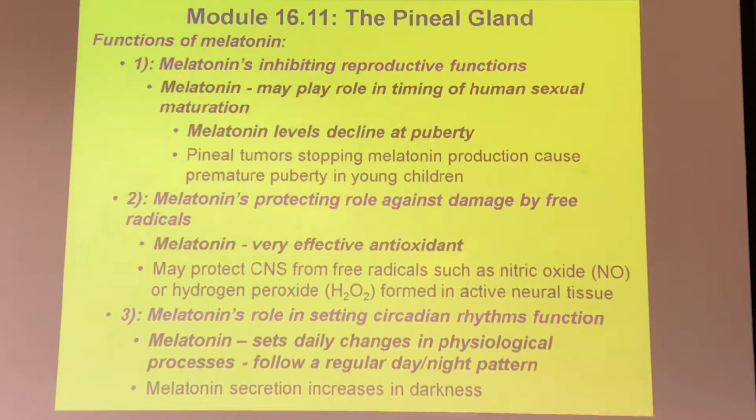What does it do? Number one, melatonin inhibits reproductive functions. So it plays a major role in the timing of human sexual maturation, and it declines at the time of puberty. Also, it protects against damage by free radicals, like toxins in the body, for example. So it is a very effective antioxidant. And third, it is basically setting the circadian rhythm. So it sets daily changes in physiological processes, or day and night cycles.